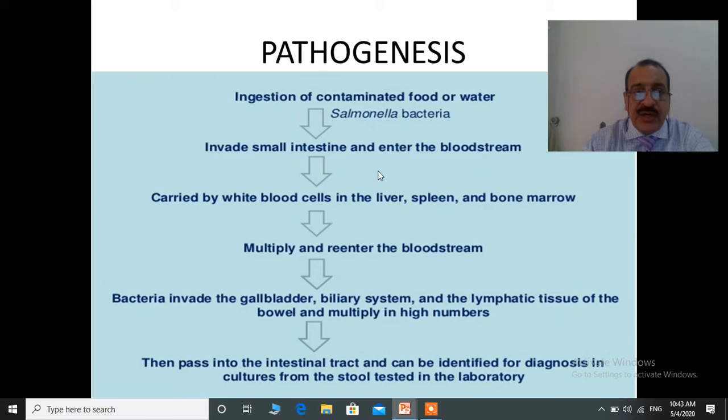These organisms are then carried by the white blood cells to the various organs of the body known as the reticuloendothelial system, and that includes the liver, spleen, and bone marrow. At these sites, the organisms multiply and their number increases, and then they re-enter the bloodstream, and this is known as secondary bacteremia. At this stage the patient starts showing the signs and symptoms of the disease. So this marks the end of the incubation period.